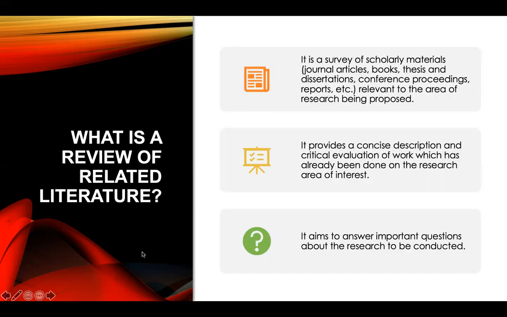What is already known about the research area being proposed? What are the existing theories related to this area of research? What are the known characteristics and relationships of the main factors or variables related to the proposed research area? What research designs or methods were used and which of them seem unsatisfactory? Yun yung mga possible questions that you need to consider in reviewing related literature.